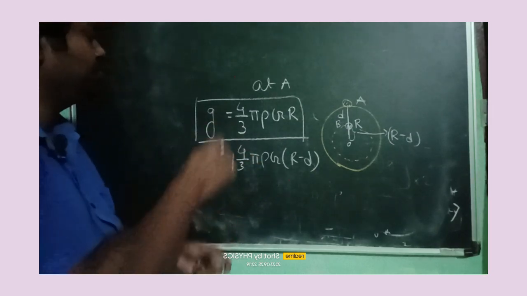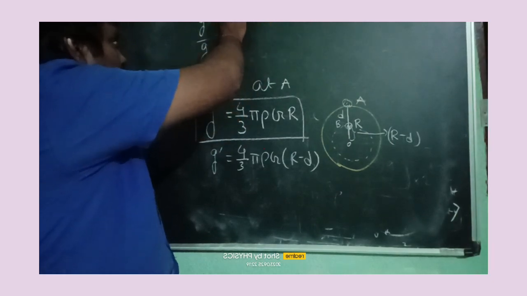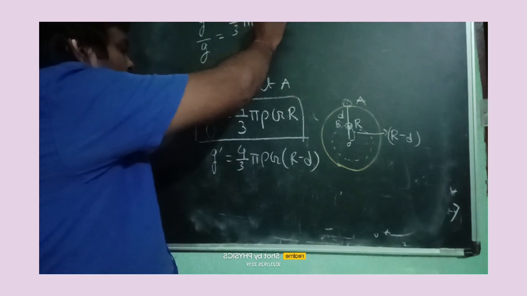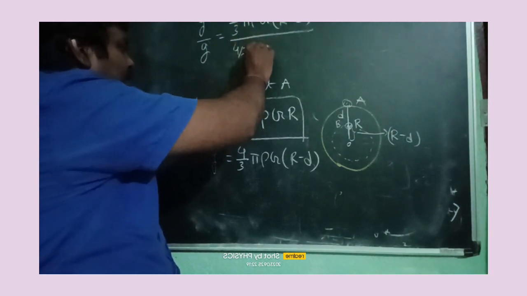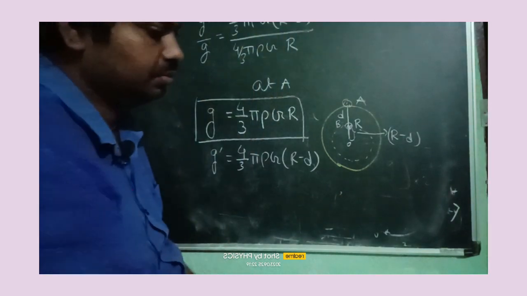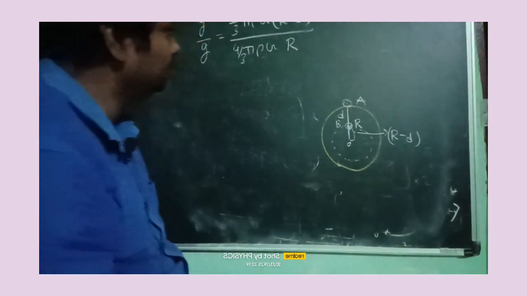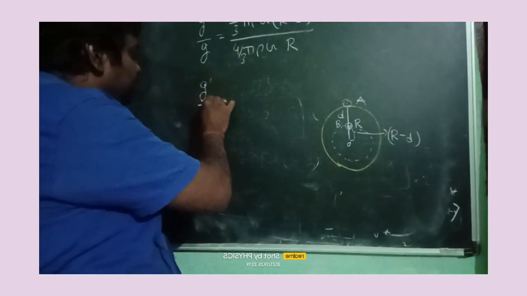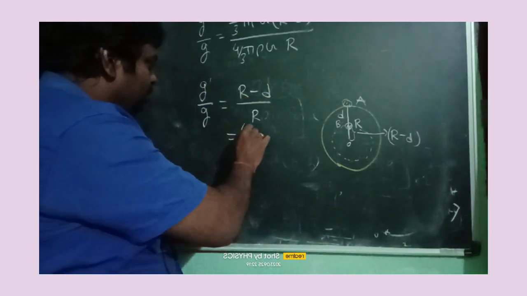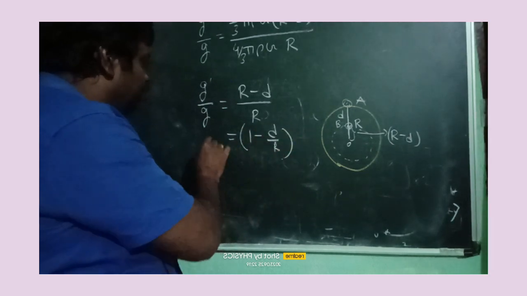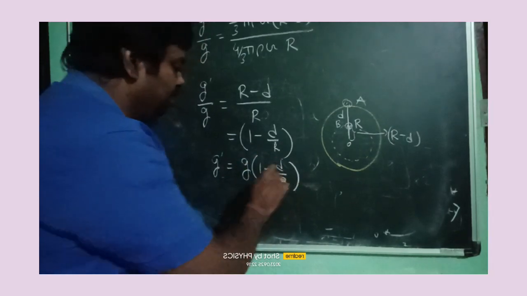Now taking the ratio, we have g dashed by g is equal to 4/3 pi rho G into (R minus d) by 4/3 pi rho G into R. So the variation becomes g dashed by g is equal to (R minus d) by R, that is equal to 1 minus d by R. So g dashed is equal to g into (1 minus d by R).